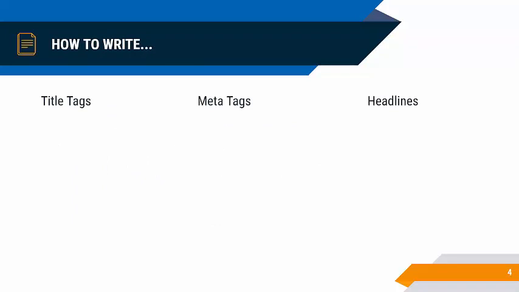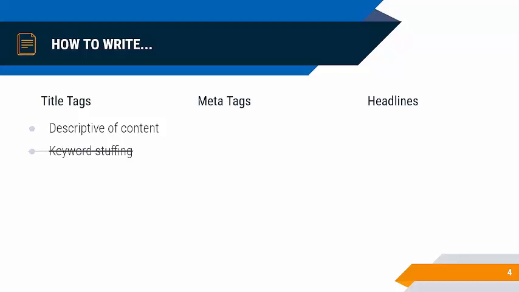So we get a lot of questions about the best ways to write title tags, meta tags, and headlines. So I wanted to talk about this a little bit. And it might be simpler than I think a lot of people make it out to be. So title tags should be descriptive of the content that is on the page, which is a pretty easy concept, I think. Only about, oh sorry, I'm skipping ahead.